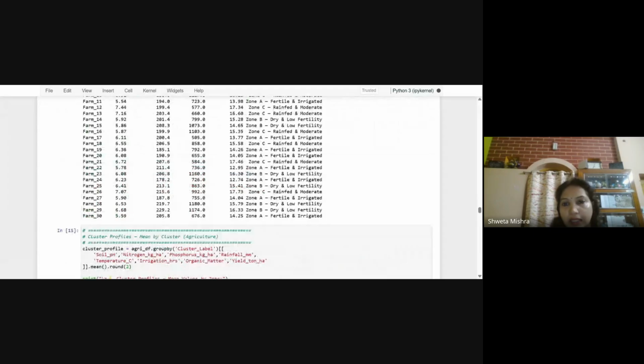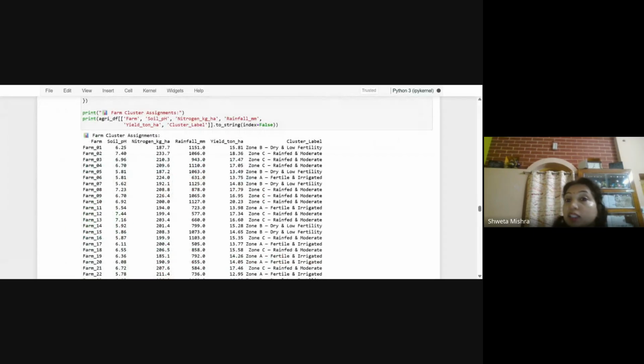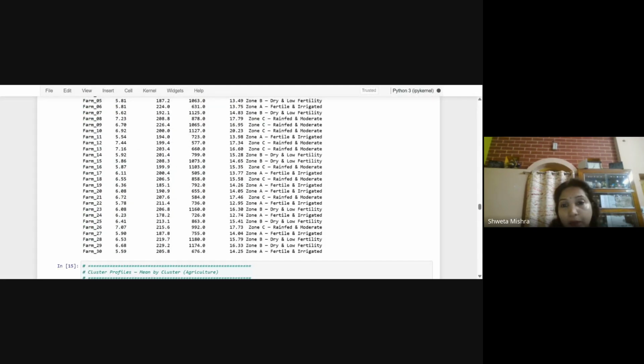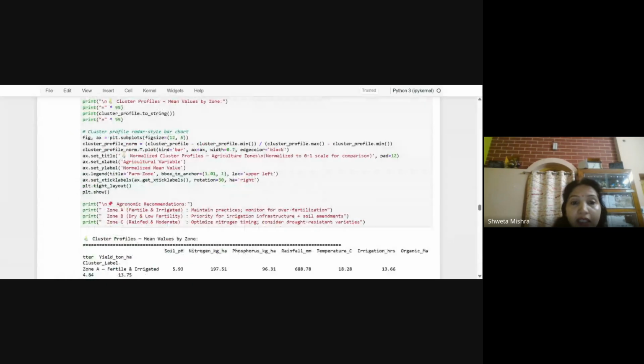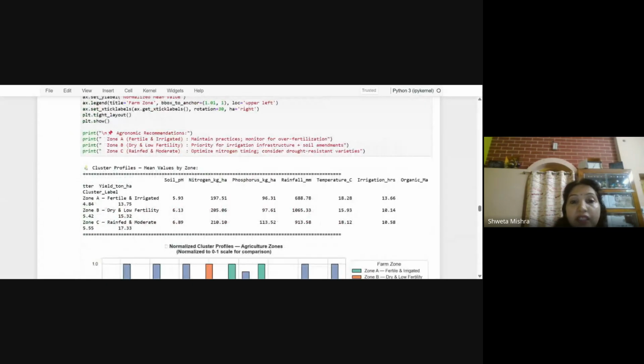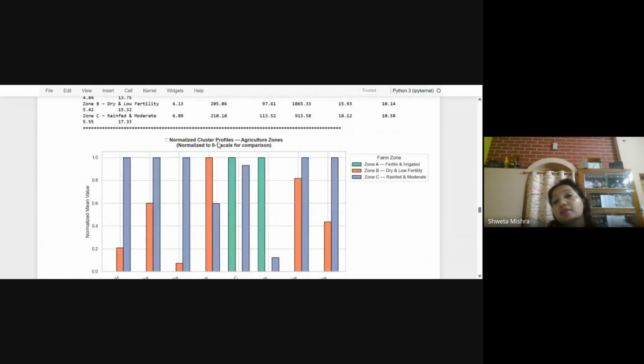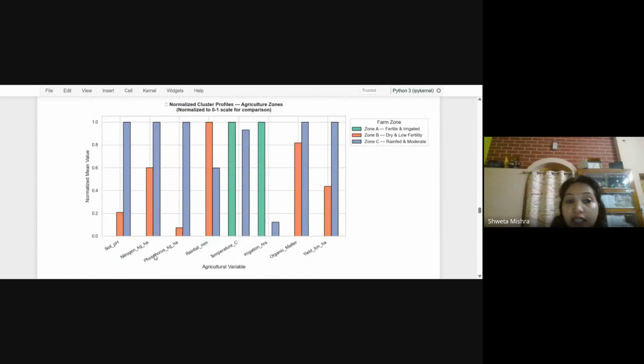Okay, so as we discussed, based on that clustering label, we have already got principal components 1, 2, 3. Principal component 1 we can represent as zone A, principal component 2 as zone B, and principal component 3 as zone C. Based on that, we have prepared a normalized cluster profile for agriculture zones. For the soil pH variable, you can see this farm has no zone A. It means it is not fertile and irrigated.